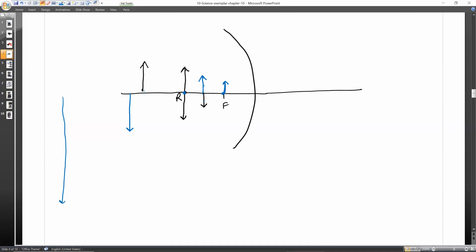If you move the object between here at this position, then the image will shift here, will come closer to the mirror. As you move the object away from the mirror, the image will come closer to the focus. And if you put the object at infinity, then the image will be at focus.